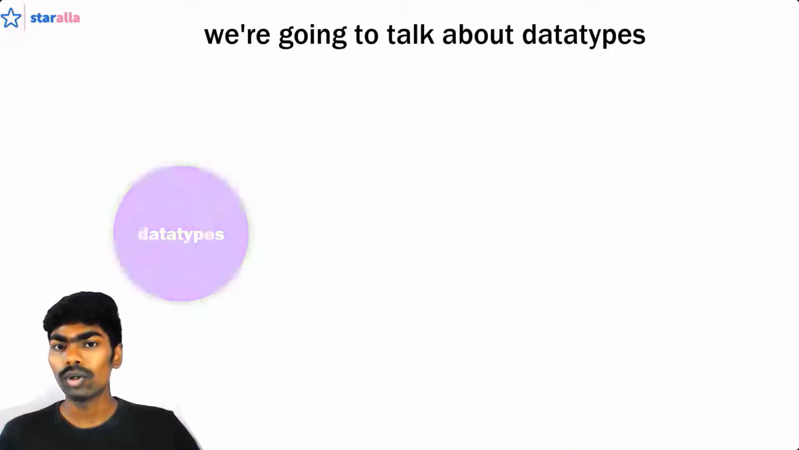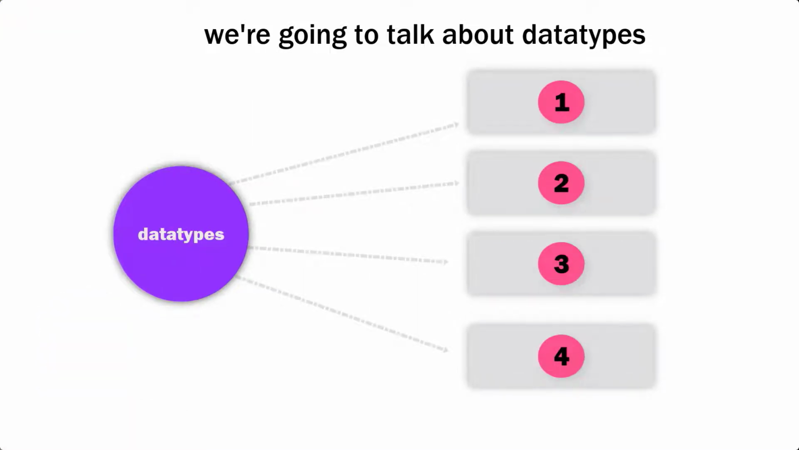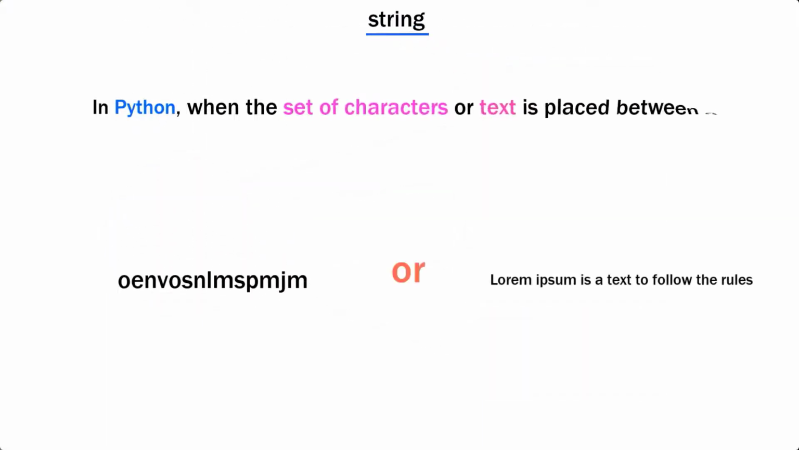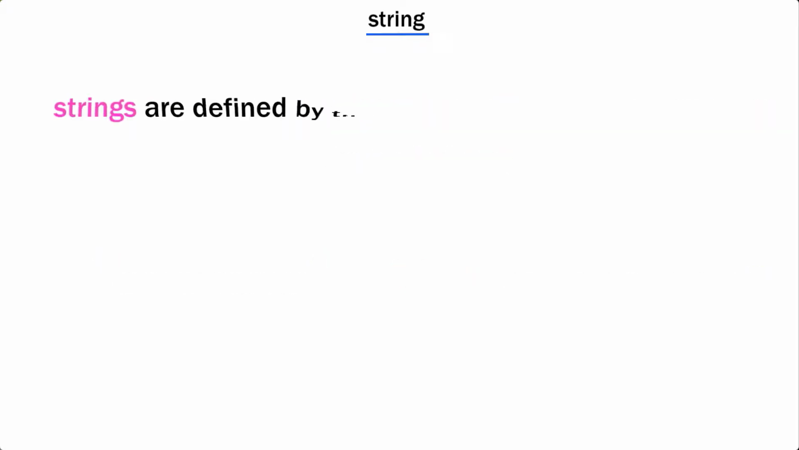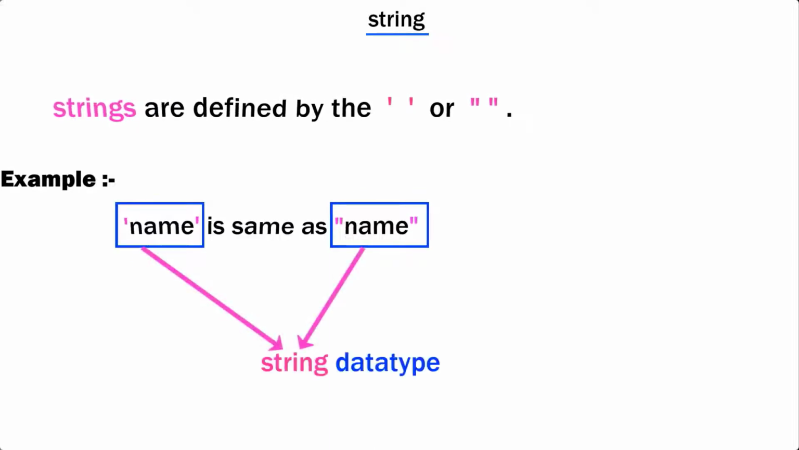But for now, we are going to talk about 4 data types. These 4 data types are mainly used in Python. Now the first data type is the string data type. In Python, when a set of characters or text is placed between quotes, that is called a string. Strings are defined by single quotes or double quotes. For example, single quotes name is the same as double quotes name. Here the name characters are between the quotes, so it is a string data type.